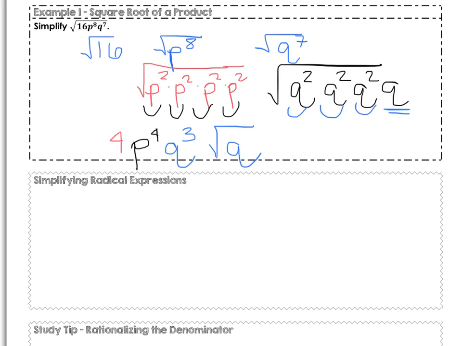Okay. Now, the one thing we do need to worry about are those absolute value bars. Notice the 4 is what the 4 is. The p is now to the 4th power, so that's an even degree. But the q to the 3rd is an odd degree, and it was taken by the square root, which is an even index. Okay.